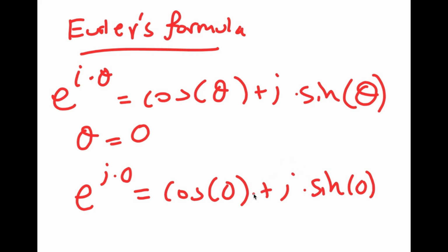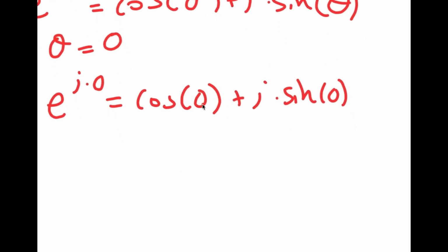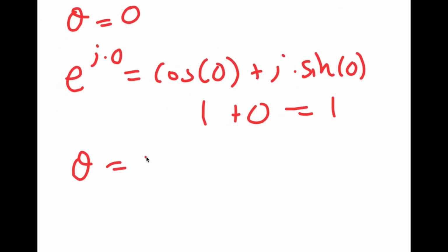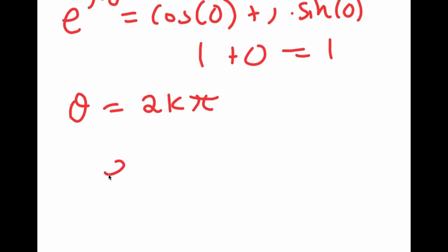And cosine of 0, that's equal to 1. And sine of 0 is 0. i times 0 is 0. So I have 1 plus 0, which is equal to 1. So this is equal to 1. Now, another thing that you need to know is if theta is equal to 2k pi, which is a full-length unit circle. So in this case, I get e to the power of i times 2k pi, and this is equal to 1.